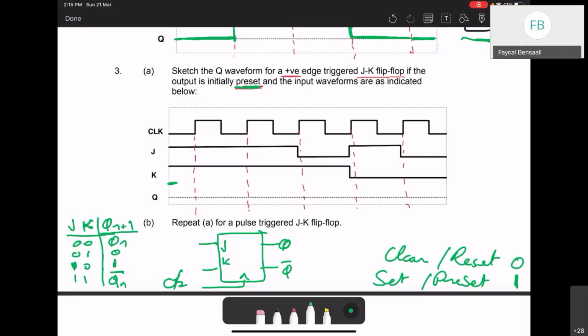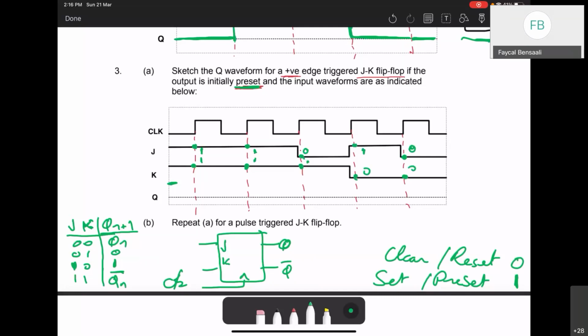Right. And that's it. So now we just follow the waveforms, and we look at the rising edges. So we need to check J and K here, at this time, and here, and then J and K at this time. So here it's 0, 1, 1. Here it's 1, 1. Here it's 0, 1. Here it's 1, 0. And here it's 0, 0. And that's it. I just need to follow the truth table.